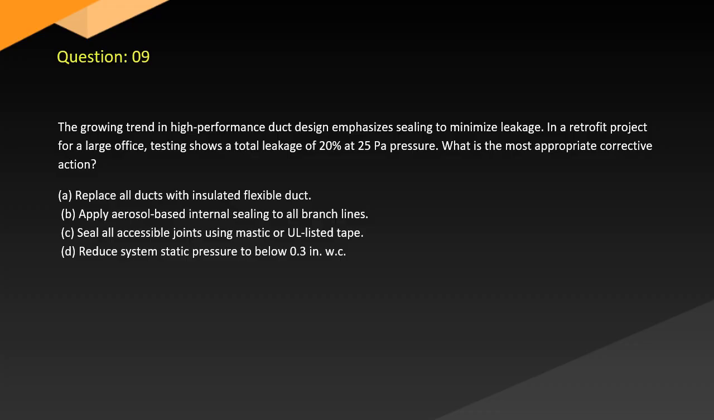A. Replace all ducts with insulated, flexible duct. B. Apply aerosol-based internal sealing to all branch lines. C. Seal all accessible joints using mastic or listed tape. D. Reduce system static pressure to below 0.3 in. WC.